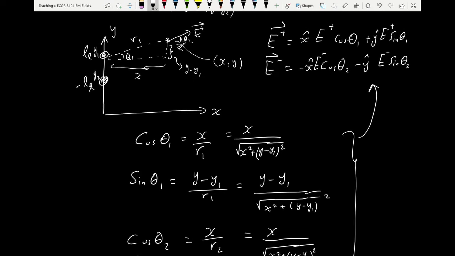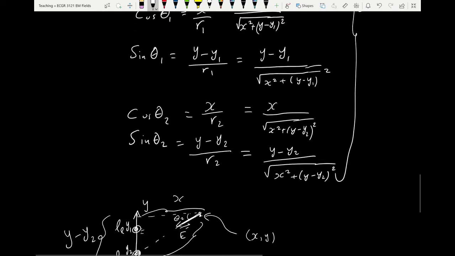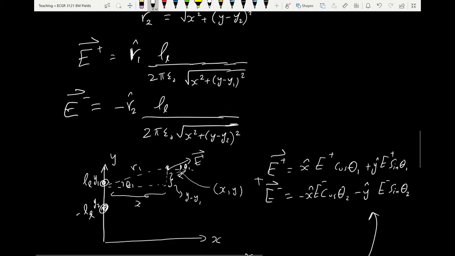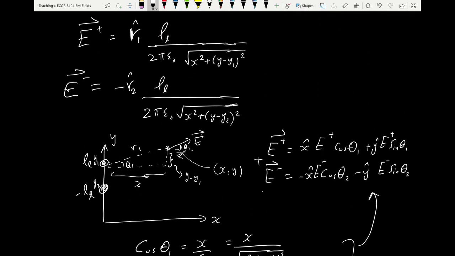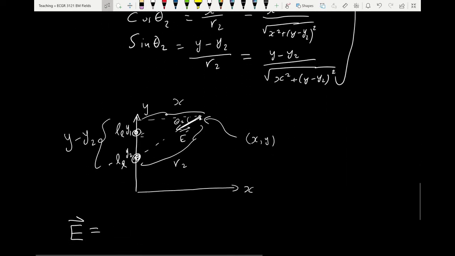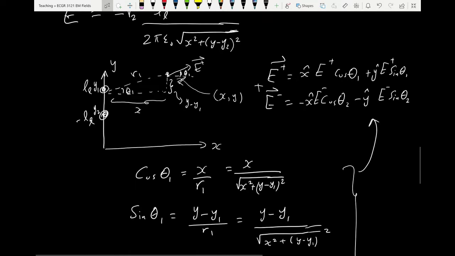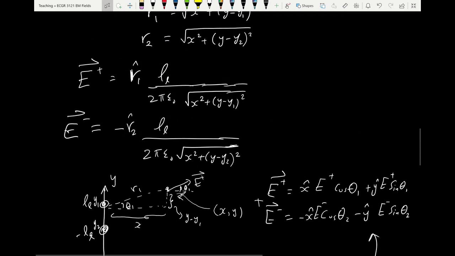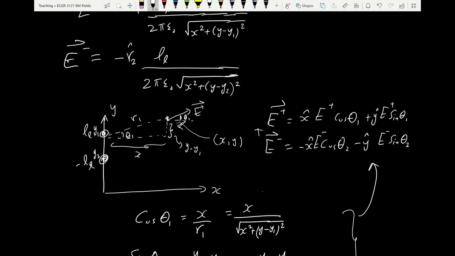The total electric field is going to be the sum of E plus and E minus. So the total electric field due to those two lines, located within the coordinate system in this manner, is going to have an x hat component and a y hat component. First off, the magnitude, so it's going to be this part for the x hat component plus this part.